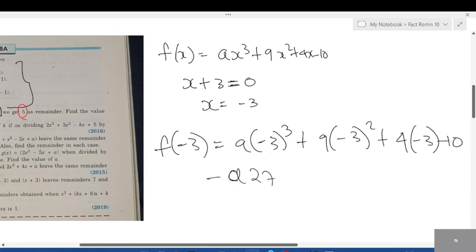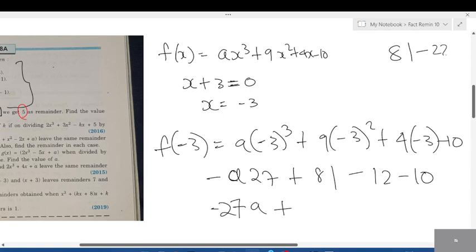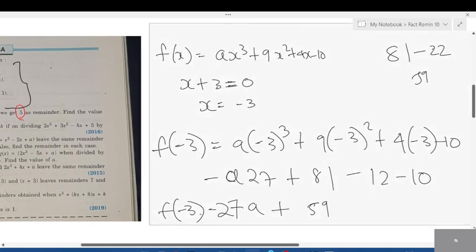You get minus 27a plus 81 minus 12 minus 10. Minus 27a plus 81 minus 22. 81 minus 22 is 59. Is this clear, all of you? We got the equation for f of x.